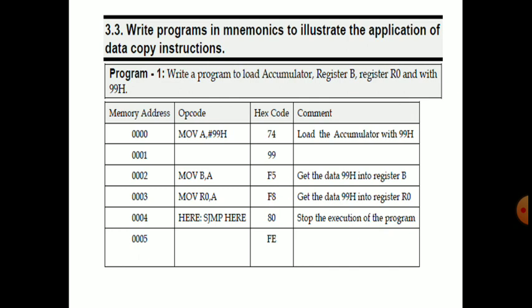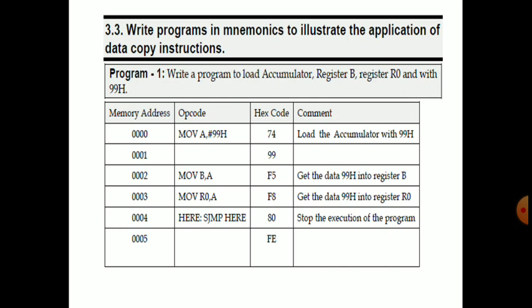This is a 2-byte instruction, followed by MOV B, A and MOV R0, A, which are both single byte instructions, so they use a single memory address only. And after that we have used here sjmp here. This instruction will take 2 bytes, that's why the 0004 and 0005 address locations are both used for storing this instruction.